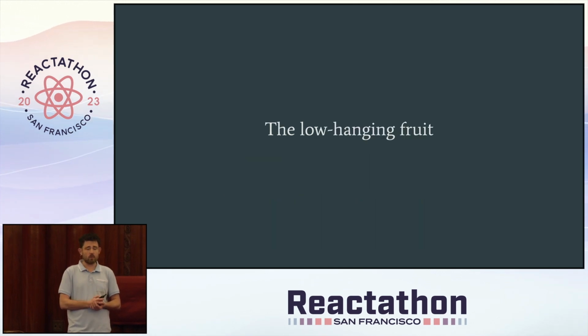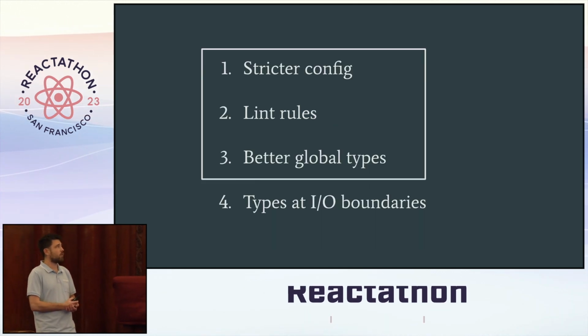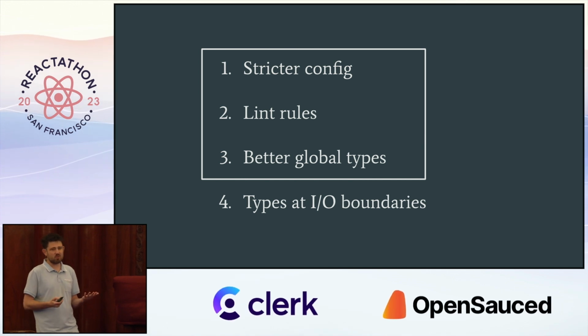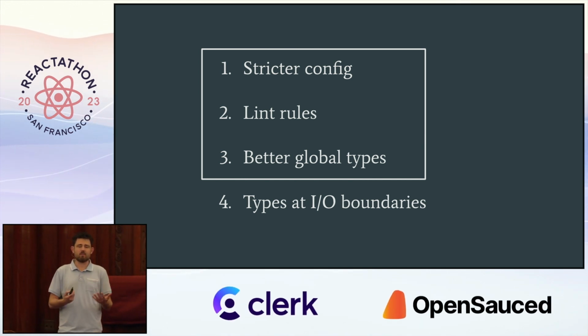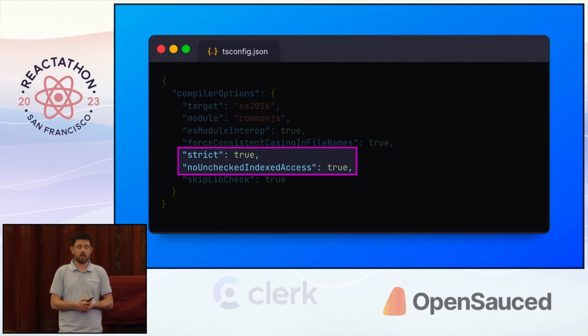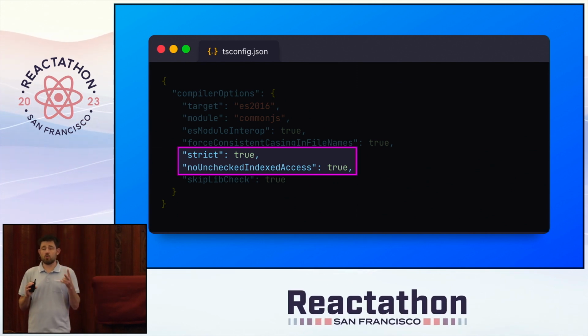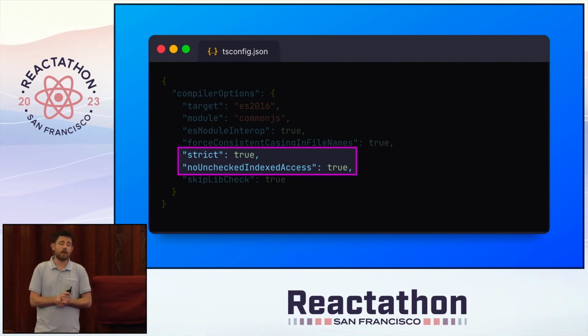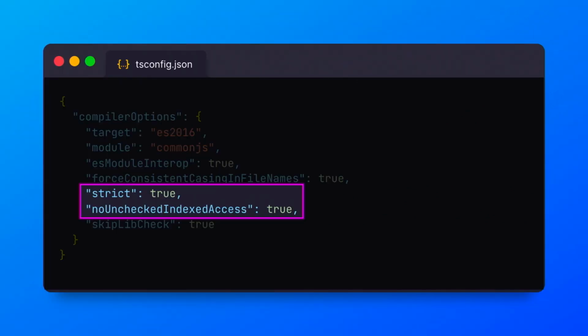So we're first going to look at what I would consider to be the low-hanging fruit, and that's the first three. I'll show you how these are not much effort, especially on greenfield projects. They're kind of a no-brainer. So, stricter config. We're going to talk about these two rules. In fact, these are the only two rules that I care that you have in your tsconfig. You've got to have these.